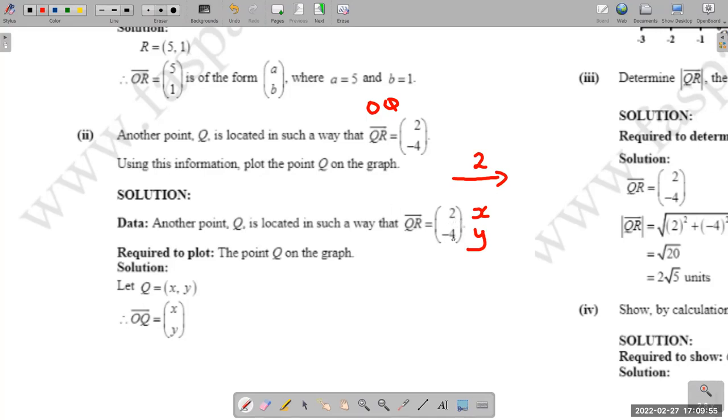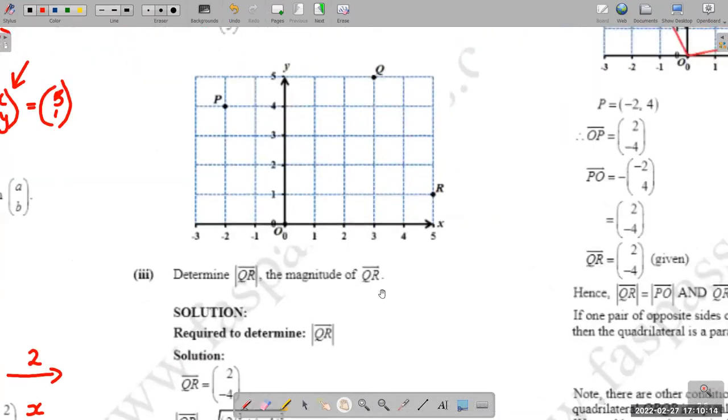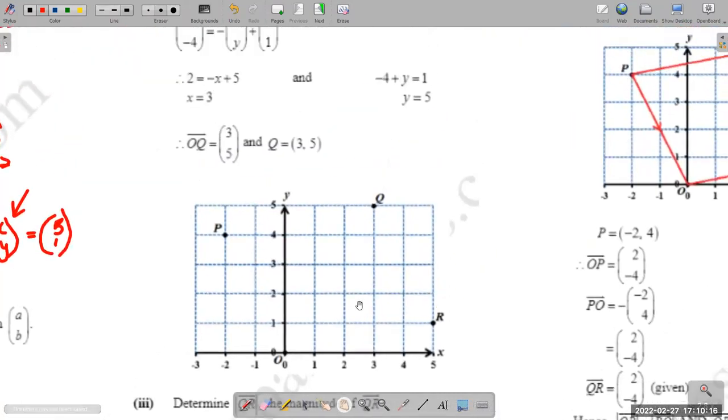When Y is negative, does that represent going up or going down? Excellent. So this means 4 going down. Everybody following me so far? So let's see how we go about getting this information done.